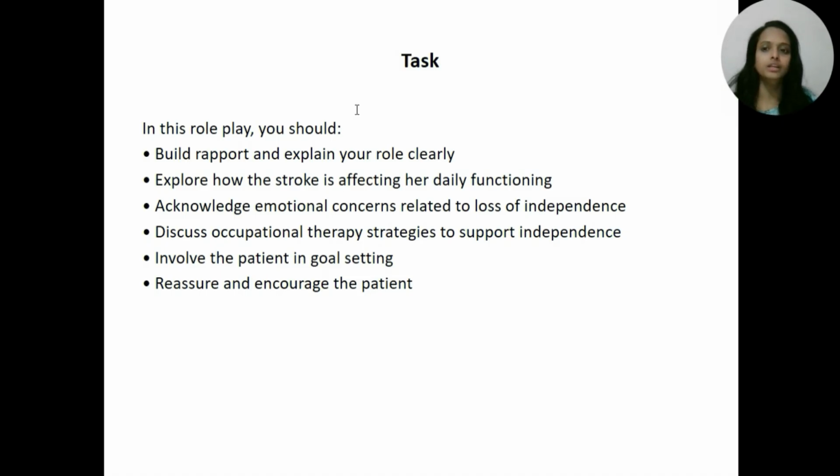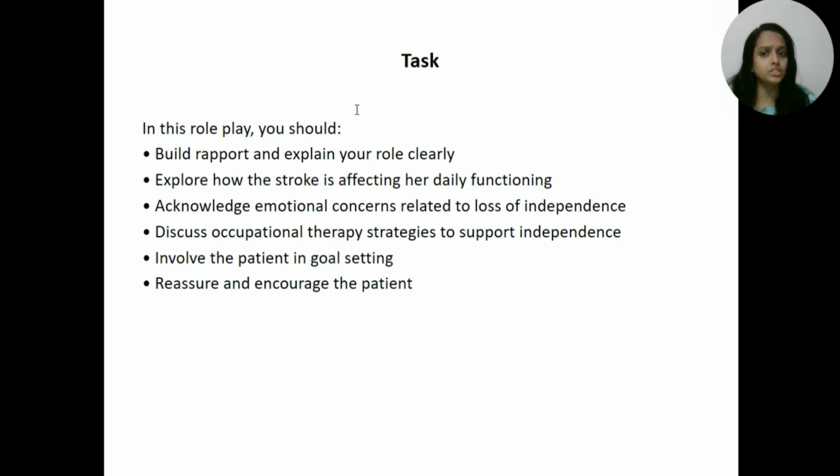Okay. Hello, Mrs. Thompson. My name is Catherine, and I'm the occupational therapist who will be working with you today. Before we get started, could I just confirm your full name and date of birth? Perfect. Thank you. So, Mrs.